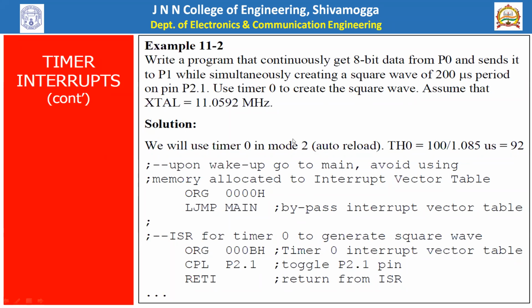In this particular program, the main task is to read data from port 0 and copy the same data on port 1. That is the main job. Whenever there is an interrupt, it will jump to an interrupt service subroutine, which will create a square wave of 200 microseconds.